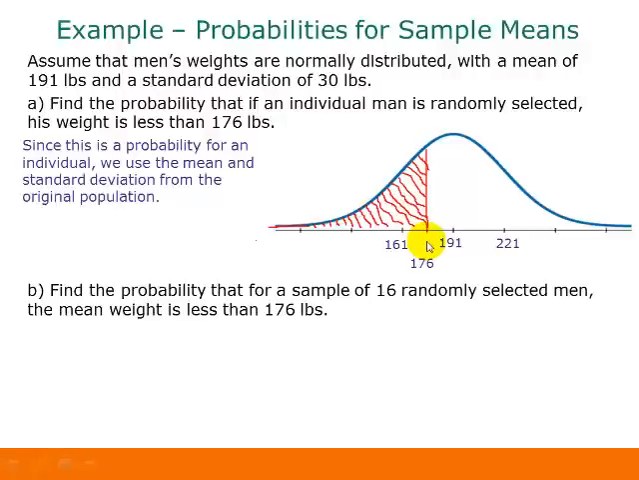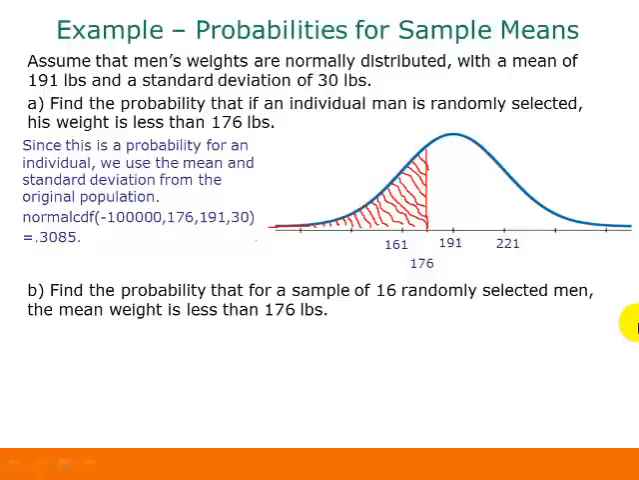So we're going to go from there to the left. And again here, since this is a probability for an individual, we're using just the mean and the standard deviation from the original population. Now since this goes all the way to the left, we're going to use a large negative number for our lower bound. 176 is our upper bound, and then our mean is 191. Our standard deviation is 30. So if you put this in your calculator, you'd get 0.3085, or 30.85%.